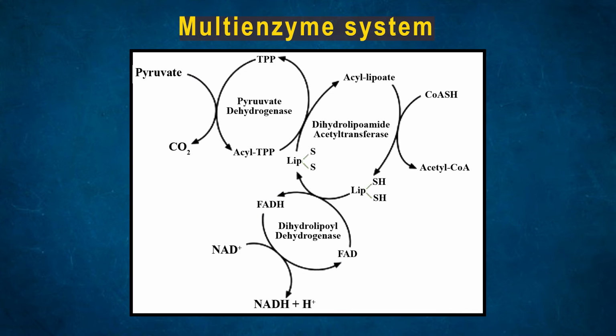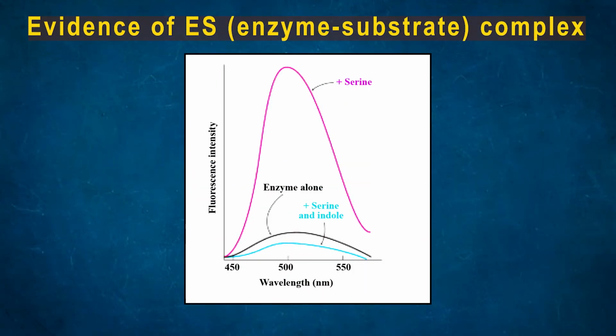They actually act together to give rise to acetyl-CoA from pyruvate, as well as NADH being produced. The evidence of the ES complex: the change in fluorescent intensity in the case of tryptophan synthetase, which converts serine plus indole to tryptophan, can be monitored easily via change in fluorescence intensity with time.